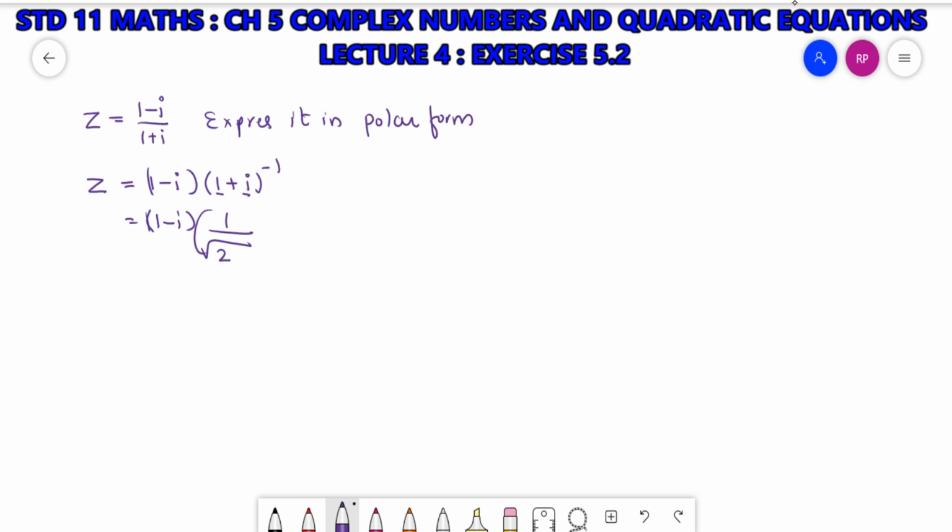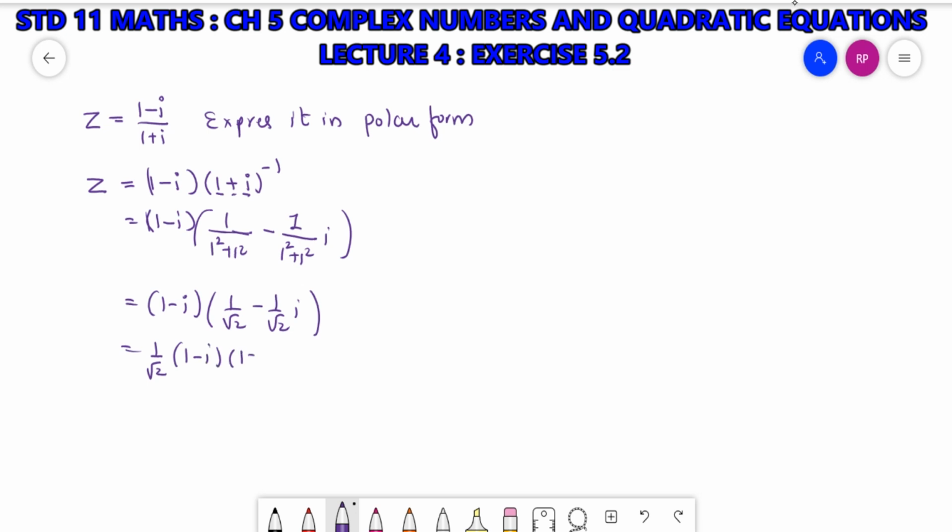Sorry, not root of, it is just 1 square plus 1 square. Plus, now you need to change this sign, so it will be minus. What is the coefficient of i? Again 1 upon 1 square plus 1 square, i. So this will be 1 minus i into 1 by 2 minus 1 by 2 i. Okay, 1 by 2 I can take common. So it will be 1 minus i, and this will be 1 minus i. So 1 by 2 into 1 minus i whole square.